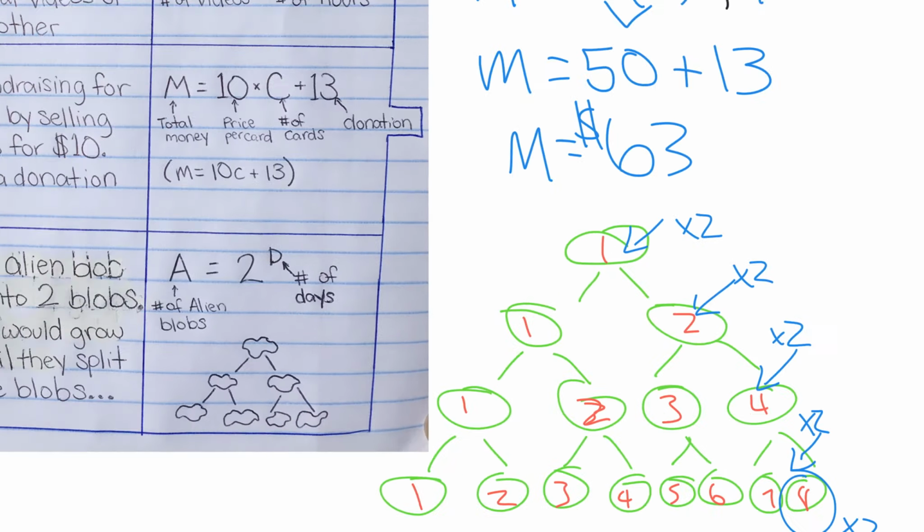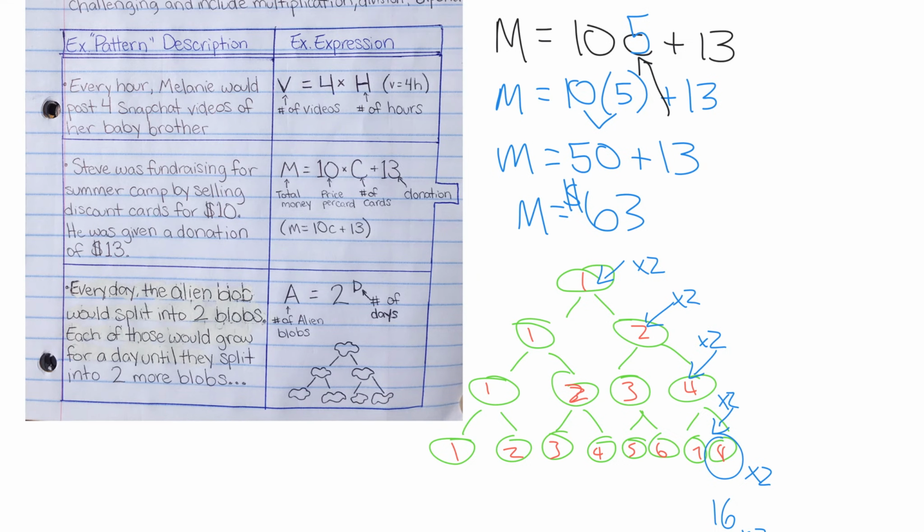We see that on day 0 we have 1 blob. On day 1 we have 2 blobs. On day 2 we have 4 blobs. On day 3 we have 8 blobs. So this would show us that on day 0 the exponent is 0, so it'll be 2 to the 0 power, which equals 1. On day 1 our exponent will be 1, so 2 to the first power is just 2. On day 2 it'll be 2 to the second power. On day 3 it'll be 2 to the third power.